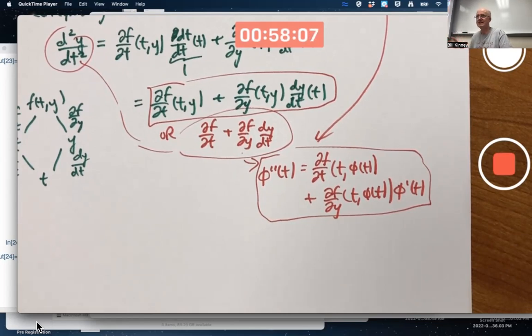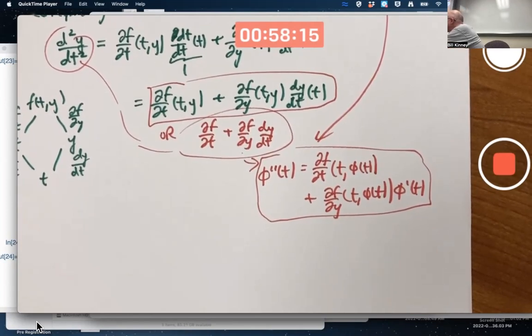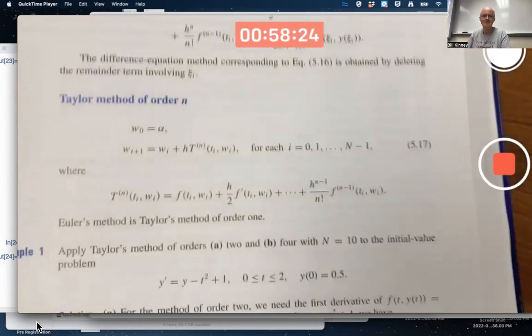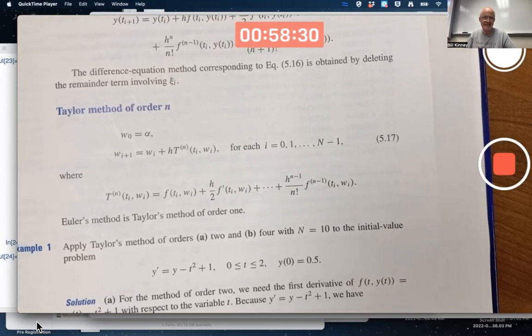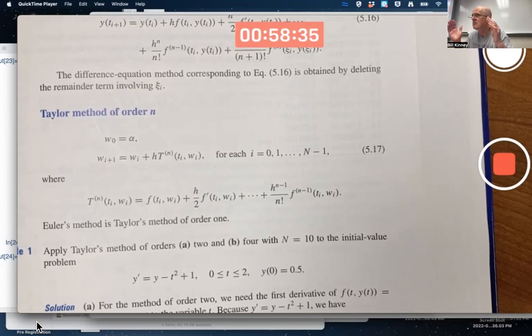Hang with me. Let's look at how this looks in the book, and then we'll try to apply it to our example. In the book, it's maybe even a little tougher to understand. Here's the general form of a Taylor method of order n. We are trying to apply this for our example when n is 2. Euler's method applies this when n is 1. Linear approximation corresponds to n is 1. Quadratic approximation corresponds to n is 2.